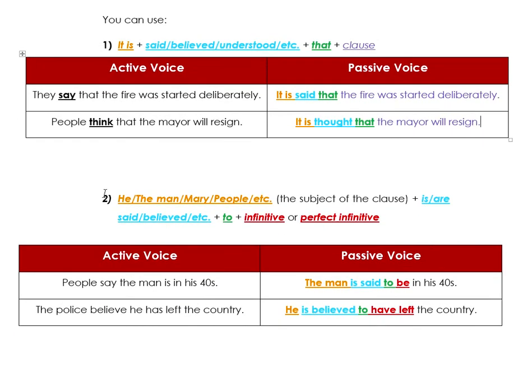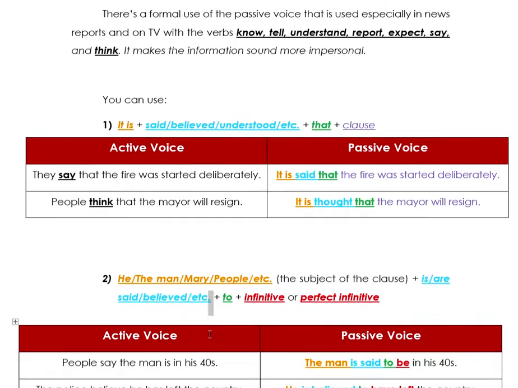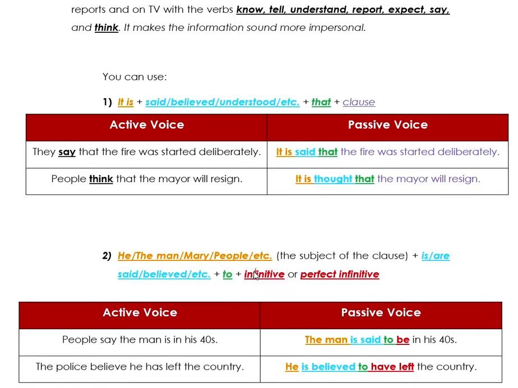Now, let's take a look at the second example. To form the second use of the passive voice, we use the subject of the clause, el sujeto de la oración original, it can be he, the man, Mary, people, etc., plus the verb to be is or are, depending if it is singular or plural, plus one of these verbs, said, believe, etc., plus to, plus an infinitive verb or the perfect infinitive. Ahora vamos a ver cómo se forma el perfect infinitive, que es very easy.